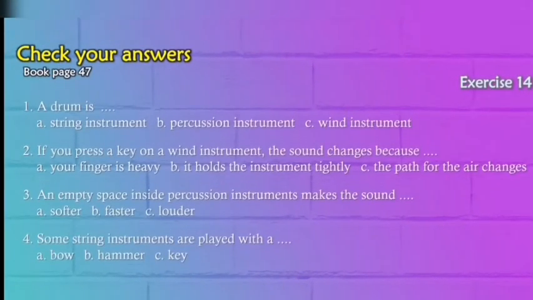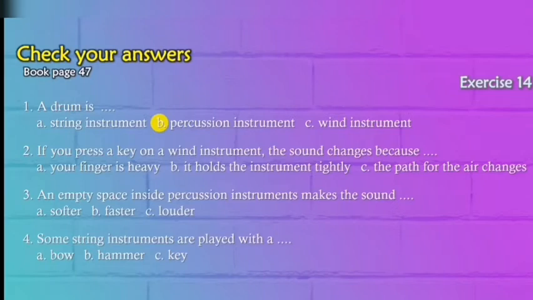These are some questions related to the text that you have listened to before. There are 4 questions for exercise 14, and let's take a look at the correct answer for each number. Right, number 1. A drum is a string instrument, percussion, or wind instrument. What do you think? Yeah, you're right. It is a percussion instrument. Great.